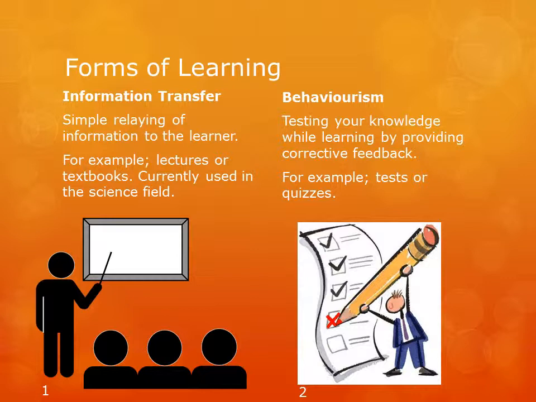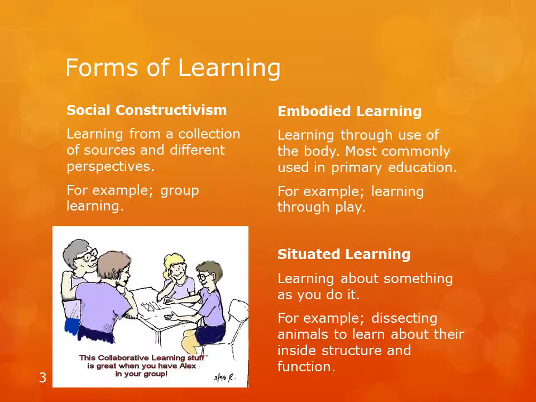Behaviorism is the process of testing your knowledge while being provided with corrective feedback. In science, this is often not experienced until tests, which account for your grade. Social constructivism is the process of learning from a variety of different people's understandings and perspectives. This is most commonly observed in group work, which is often undertaken in group assignments in the science field.